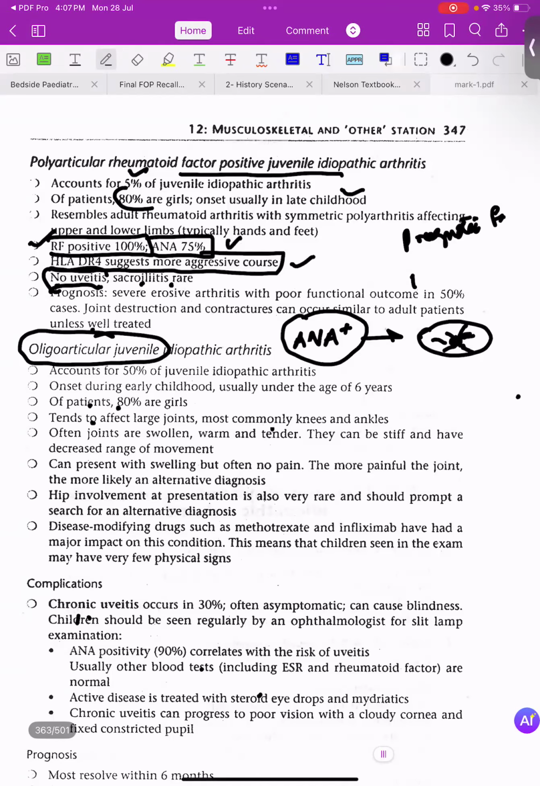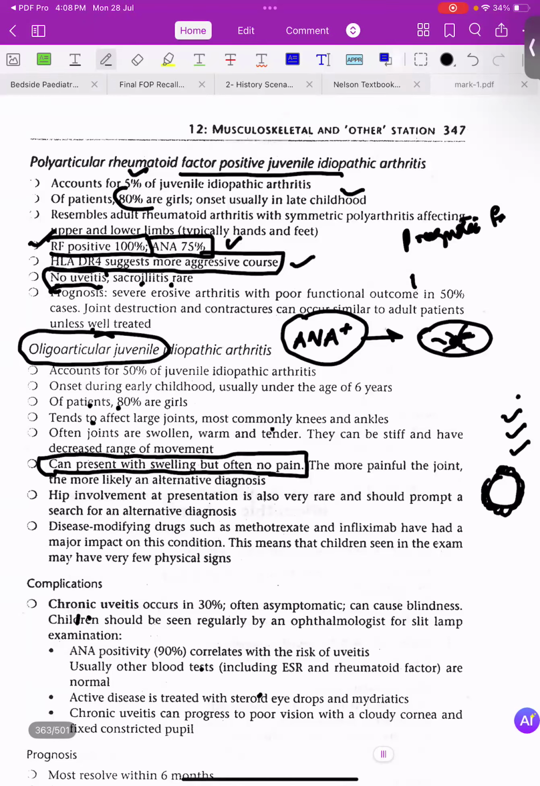Next, about oligoarticular, I told you. Now the differentiating point you will read here in oligoarticular JIA. See here, the case presents with swelling but often no pain. This is a very important line. Why did I tell you? Not all the signs of inflammation are present, like tender, hot, painful. No, not at all. Just effusion is present in the joint. This is a case of arthritis, and it usually happens in oligoarticular JIA. That is the most common type.